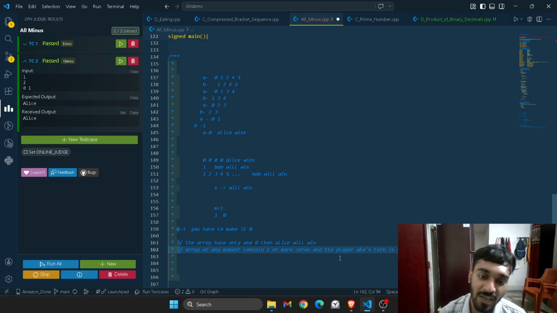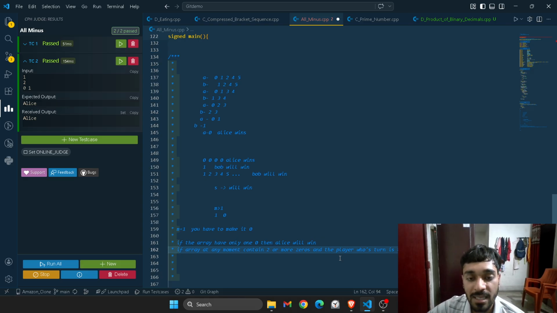So Alice knows that if he removes three zeros, then he will lose the game. So he will not remove the three zeros. He will remove only two zeros and leave the last zero for Bob. So Bob will be the one who removes the last zero. And so ultimately it is equivalent to Bob removing the three zeros.